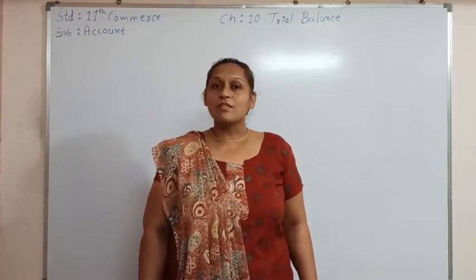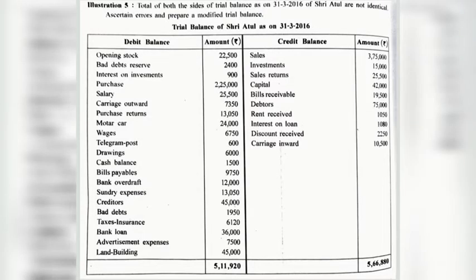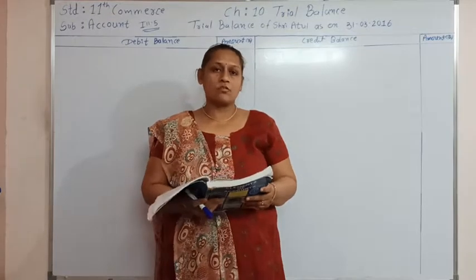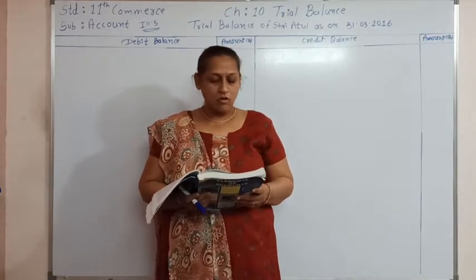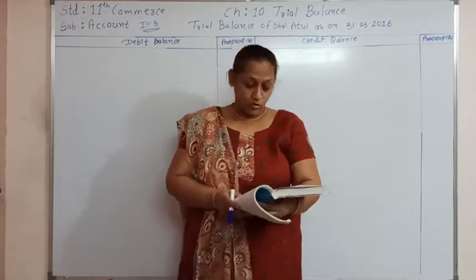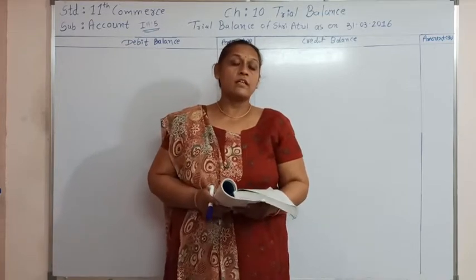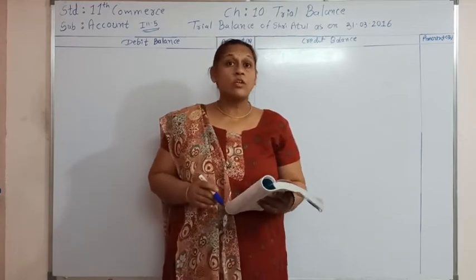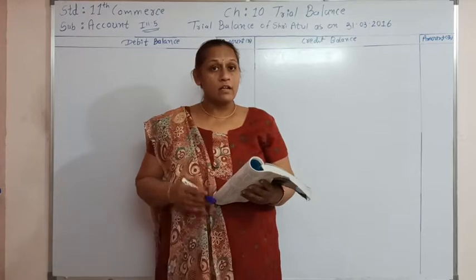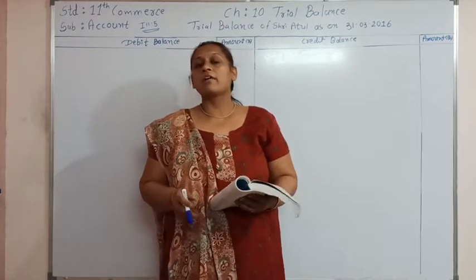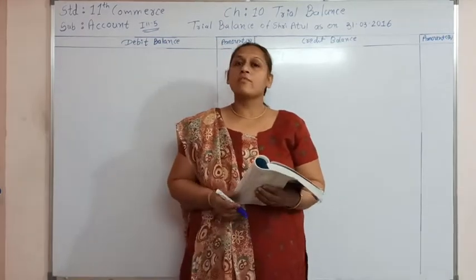So let's see sum number 5. Let's see illustration number 5. The total of both sides of the trial balance as on 31st March 2016 of Shri Atul are not identical. Ascertain errors and prepare a modified trial balance. So here the total of both sides is different. There is a difference in both sides, so we have to find it out and re-prepare the trial balance. Here the trial balance is incorrect according to mathematics as well as accounting rules. So let's modify the trial balance.